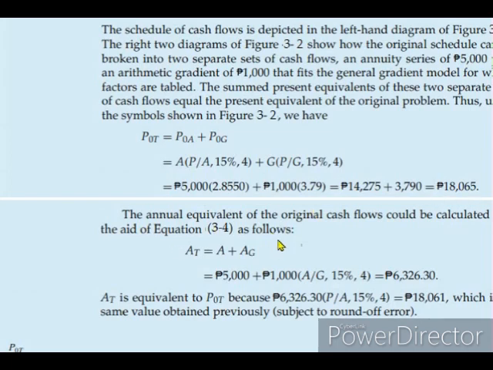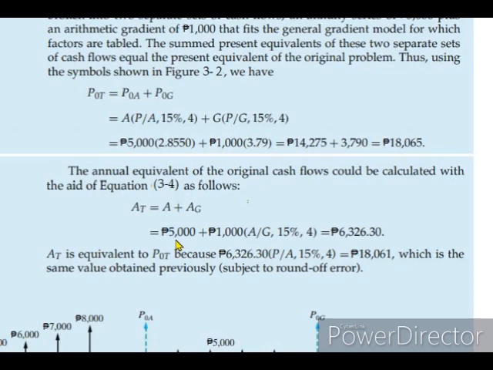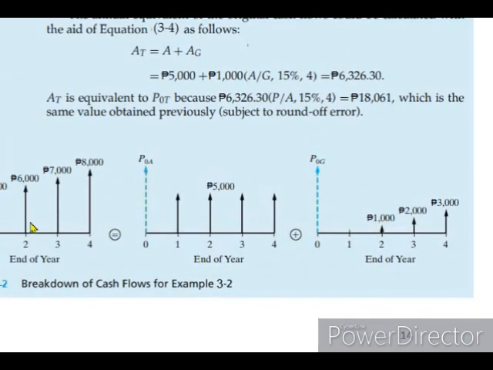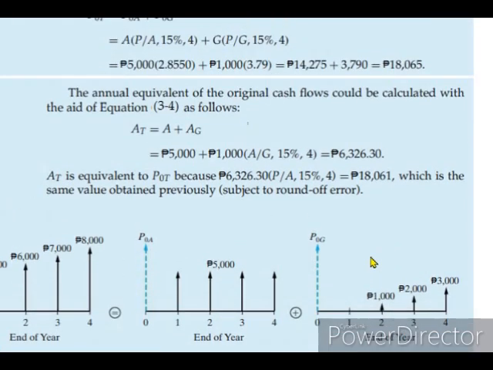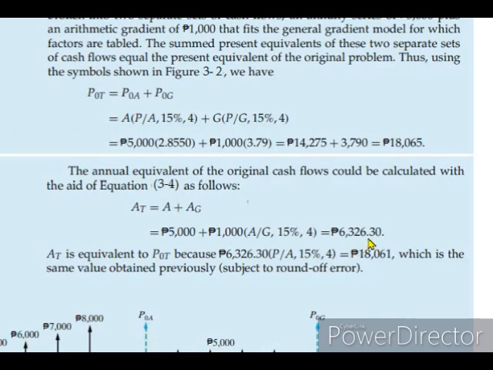The annual equivalent of the original cash flows can be calculated with the aid of equation 3-4, as follows. We add the annuity of 5,000 plus the annuity given gradient, because our gradient here is 1,000, since the interval between cash flows is 1,000. Get the factor from appendix C, then simplify, multiply, and add. The result is 6,326.3 pesos.